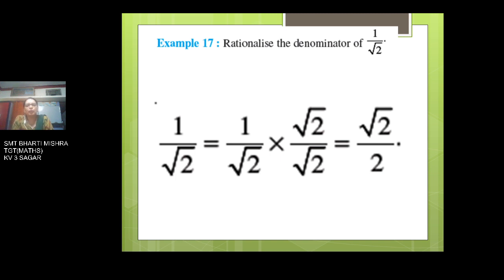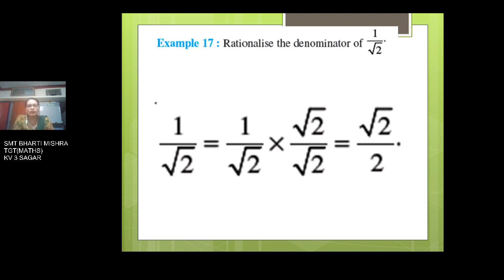Now a very important property, to rationalize the denominator. For rationalizing the denominator of 1 upon root 2, as you know that root a into root a is a, that is root a whole square is a. Here in place of a we have got 2. So 1 upon root 2. Now you are making an equivalent fraction. We will decide the rationalizing factor of root 2 with the help of the denominator.